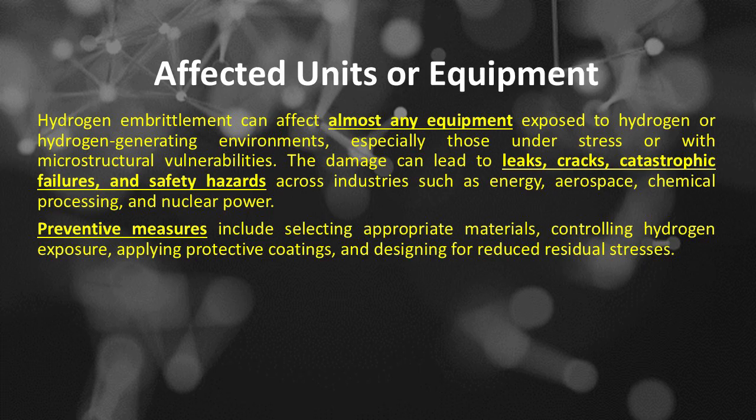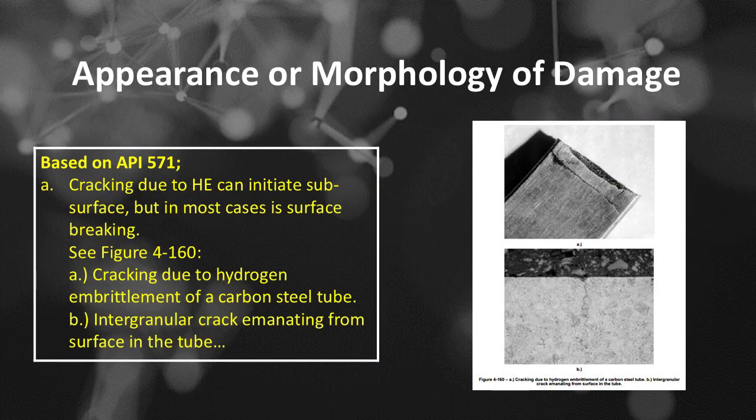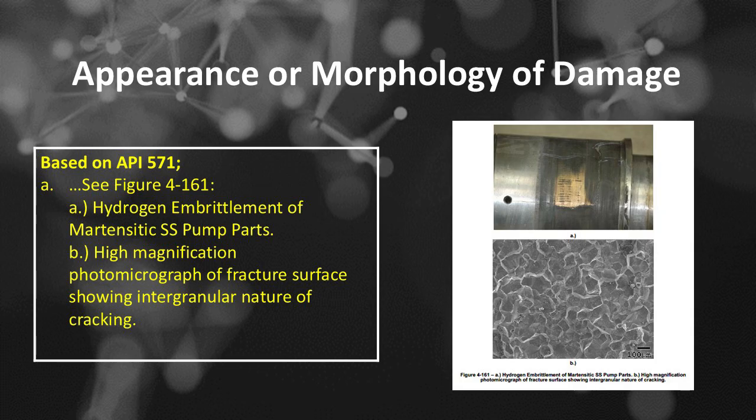Hydrogen embrittlement appearance or morphology of damage based on API 571. Number A, cracking due to HE can initiate subsurface, but in most cases is surface breaking. See Figure 4-160A, cracking due to hydrogen embrittlement of a carbon steel tube. See Figure 4-160B, intergranular crack emanating from the surface in the tube. See Figure 4-161A, hydrogen embrittlement of martensitic SS pump parts. See Figure 4-161B, high magnification photomicrograph of fracture surface showing intergranular nature of cracking.